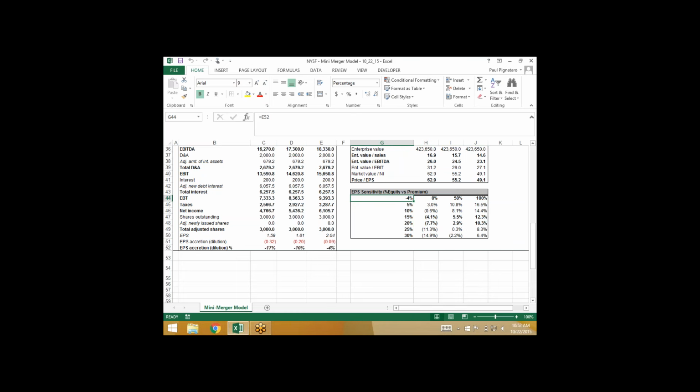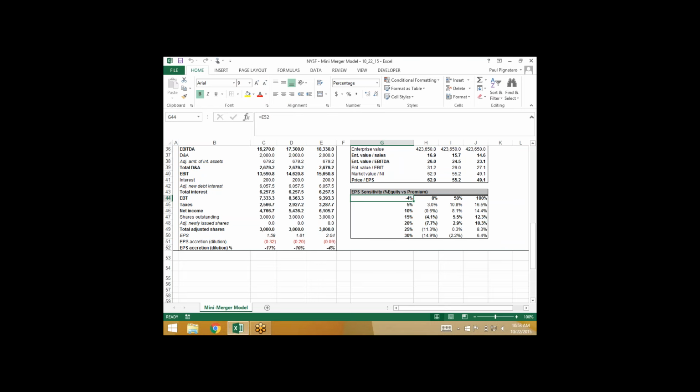Okay, very important. What is this saying? We can look at this at a glance. Does this make sense? What is this telling us? As we talk, let's go up and down the column. As the premium increases, what happens to the dilution? It's getting more dilutive. Does that make sense? Why?